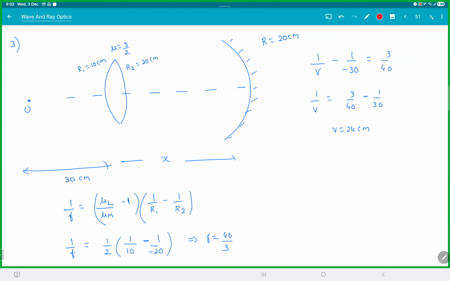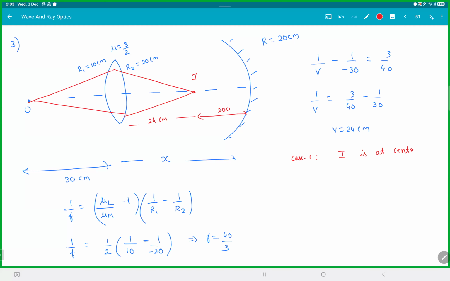So now there are two possibilities. This image is forming at 24 centimeters. Now two things can happen. In case 1, the image is at the center of curvature. That means this distance will be 20 centimeters, and this will give you x is equal to 44.